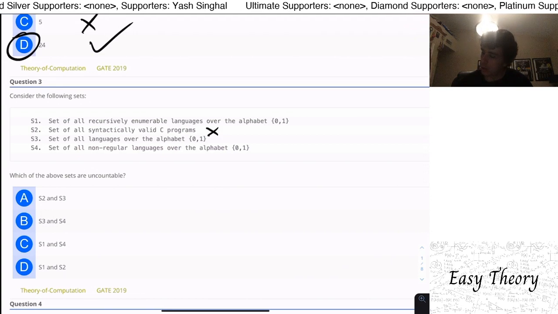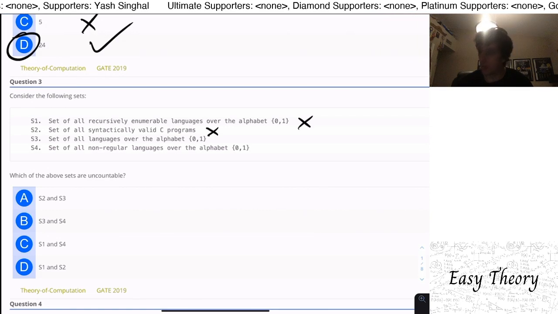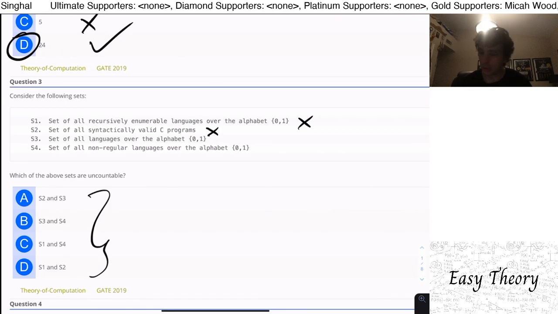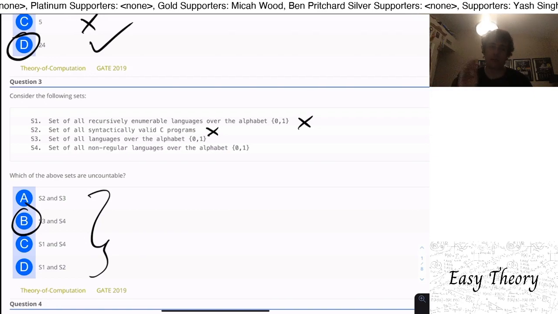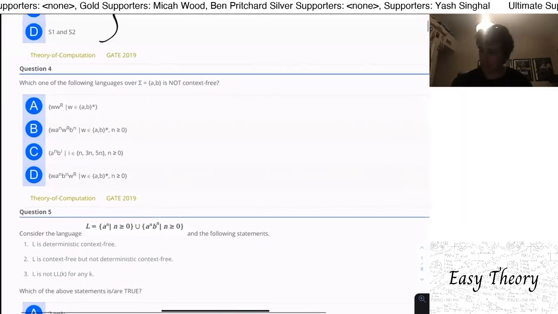S1, recursively enumerable, corresponds to Turing machines, which are countable. So S1's not included. And we can actually see that each of the answers has two of them, so it has to be S3 and S4, I'm pretty sure. Yeah, and we can see that because all languages are uncountable. There are uncountably many languages in total. And non-regular ones, well, if you exclude DFAs, which is a countable set, from an uncountable set, you'll be left with an uncountable set. So B is the right one there.